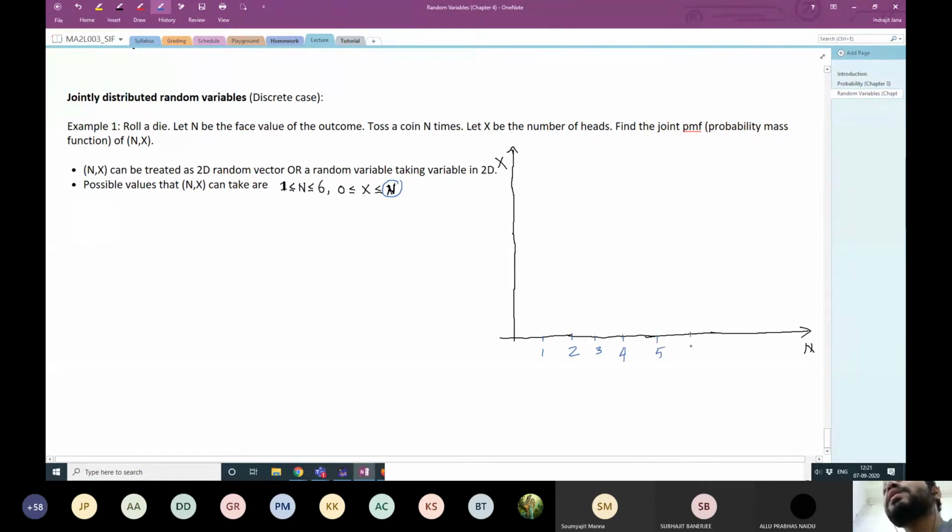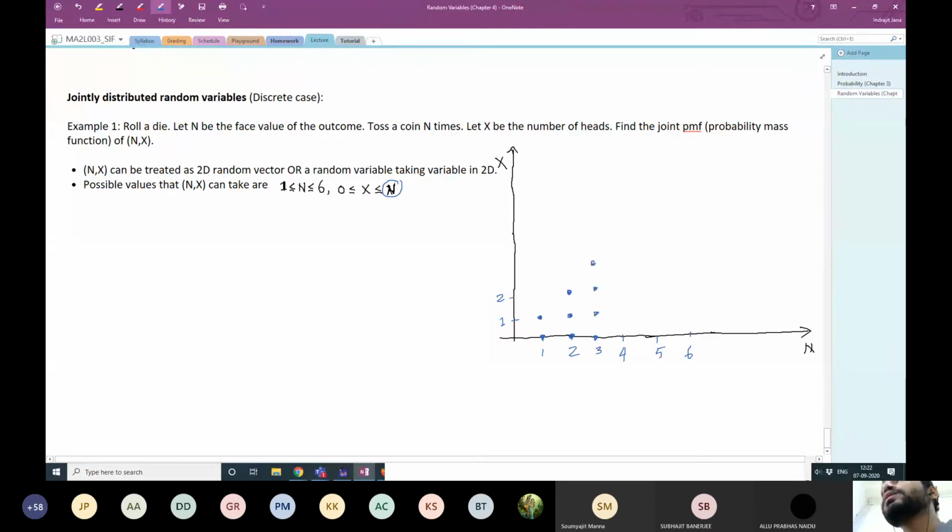Now, if the face value is 1, the number of heads could be 0. On this vertical line also, let me mark 1, 2, 3, 4. So the number of heads you could get is 0, or at most 1 head if you toss a coin once. If you toss a coin twice, you can get 0 heads, 1 head, or at most 2 heads. If you toss a coin 3 times, which means the face value of the dice outcome is 3, you get 0 heads, 1 head, 2 heads, or 3 heads. So let's select 3.